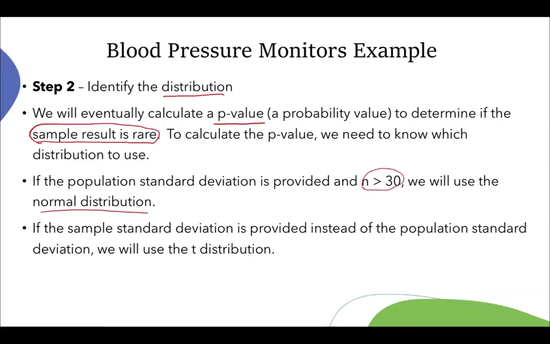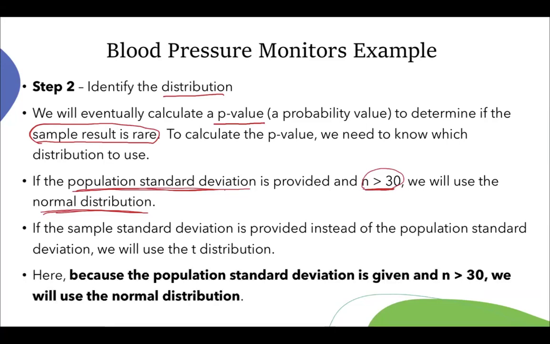If the sample standard deviation is provided instead of the population standard deviation, we're going to be using the t-distribution. We're not going to be doing that this lecture. That will be our next lecture. This lecture, we're always going to be provided with a population standard deviation. N is going to be greater than 30. We are going to use the normal distribution. And that's going to be the case in the other examples I do in this lecture as well.